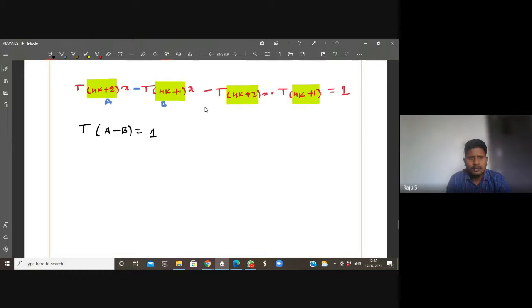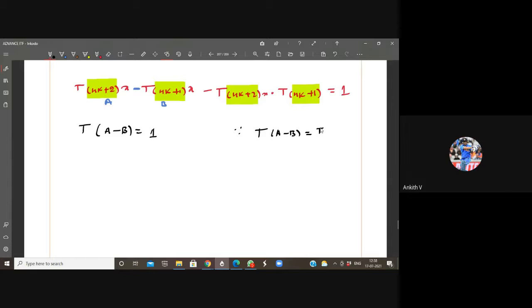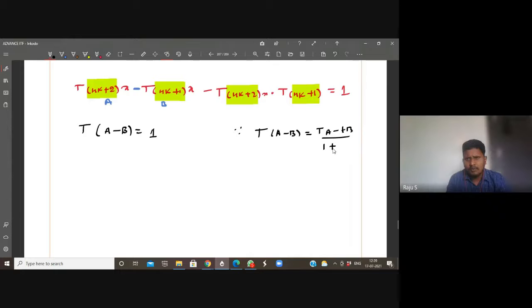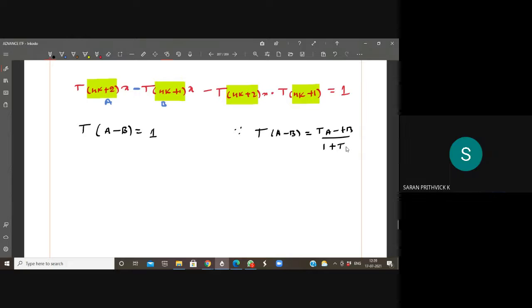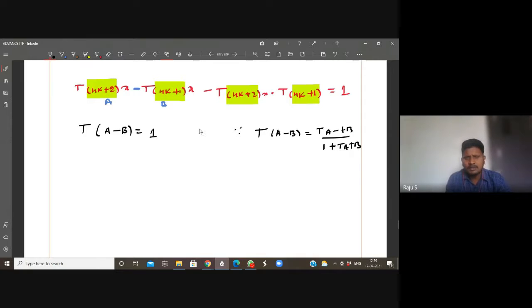See here, why is tan of A minus B equal to 1? What is the tan A minus B formula, students? Tan A minus tan B by 1 plus tan A tan B. Am I right? This is tan A minus B.